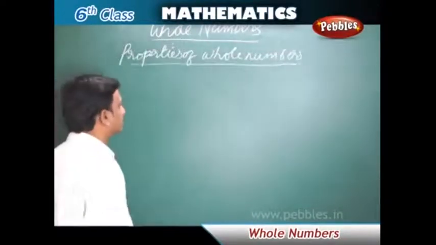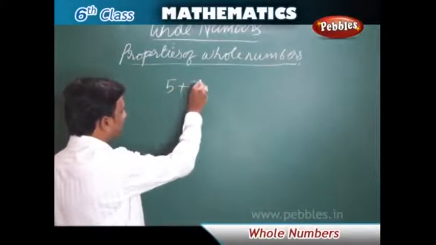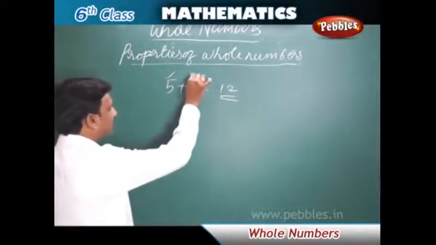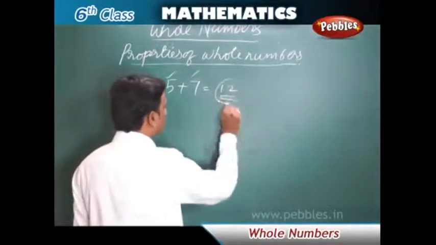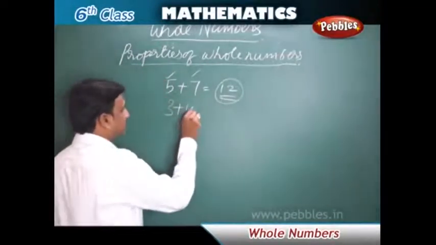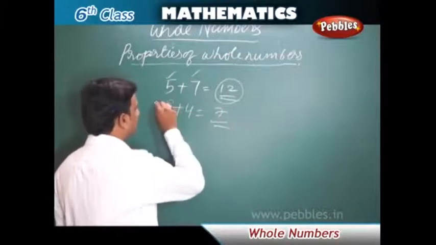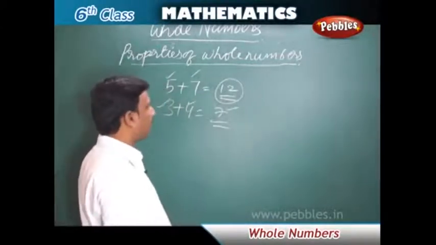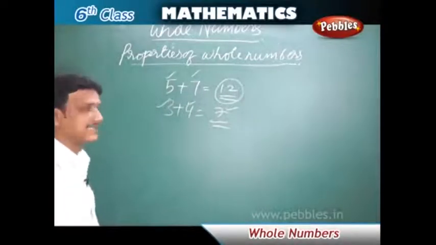Properties of whole numbers. Let us see, 5 plus 7 equal to 12. So here 5 is a whole number, 7 is a whole number, and even 12 is a whole number. 3 plus 4 equal to 7. 3 is a whole number and 4 is a whole number and even 7 is a whole number. So here what do we understand?